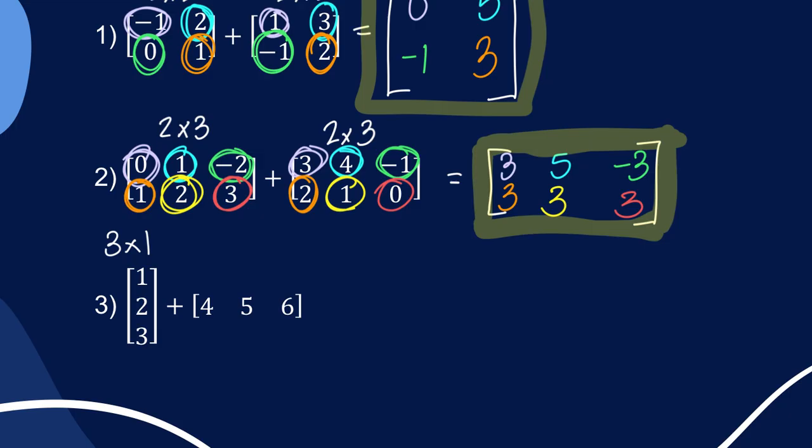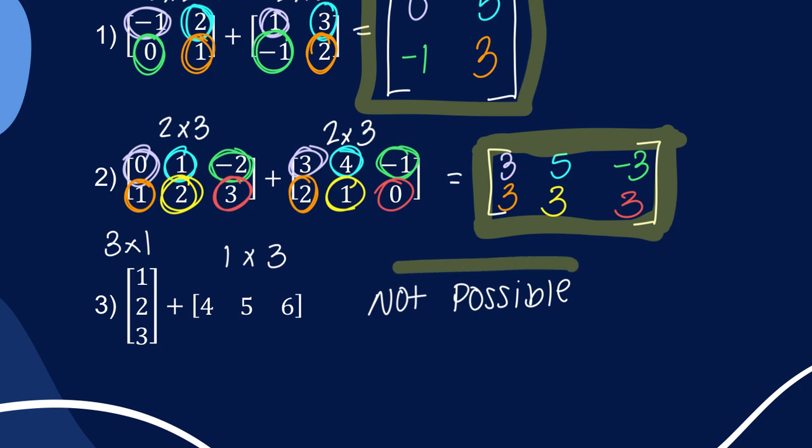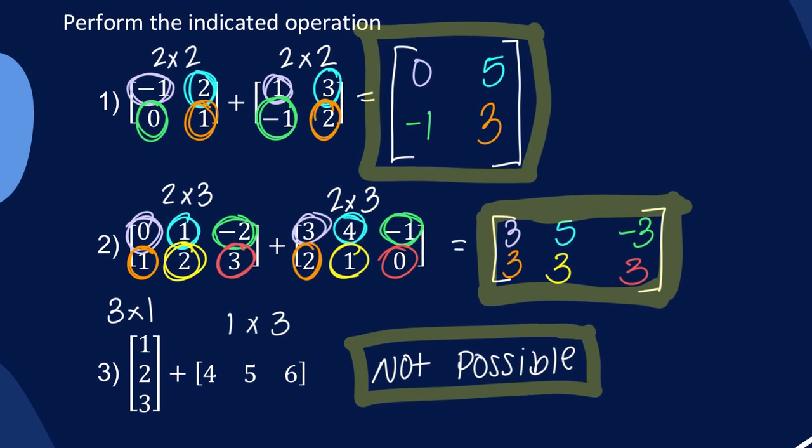What about the next one? How many rows do I have? 1. And how many columns? 3. What would my answer be for here? My dimensions are not the same. What would my answer be? Not possible. Okay, so again, when you are adding and subtracting, you have to have the same dimensions. If they're not the same, it is not possible.